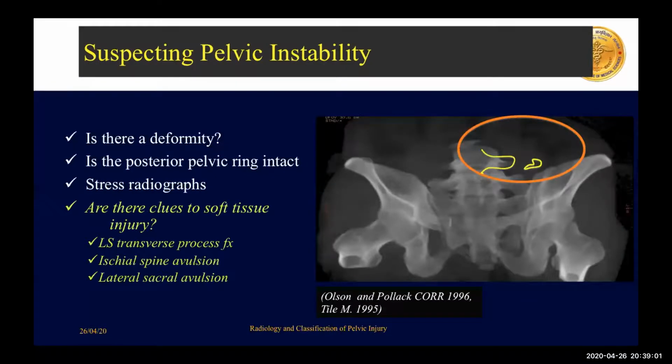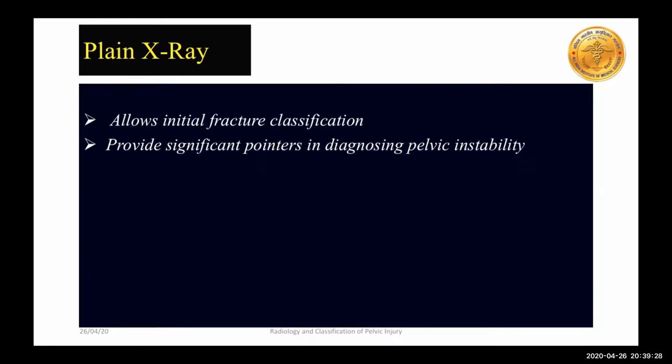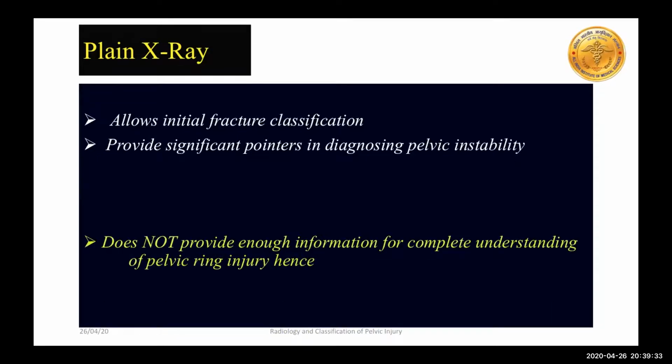So the next question is, what are the soft clues which tell us about an unstable pelvic injury? These are essentially a fracture of the transverse process of L4 and L5, fractures of the ischial spine and the ischial tuberosity, and sometimes lateral sacral avulsions as well. So the pelvic X-ray in most situations allows us to give a preliminary fracture classification. It provides significant pointers towards diagnosing pelvic instability, but it does not provide enough information for complete understanding of the ring, which is where specific views like the inlet and outlet views are required.